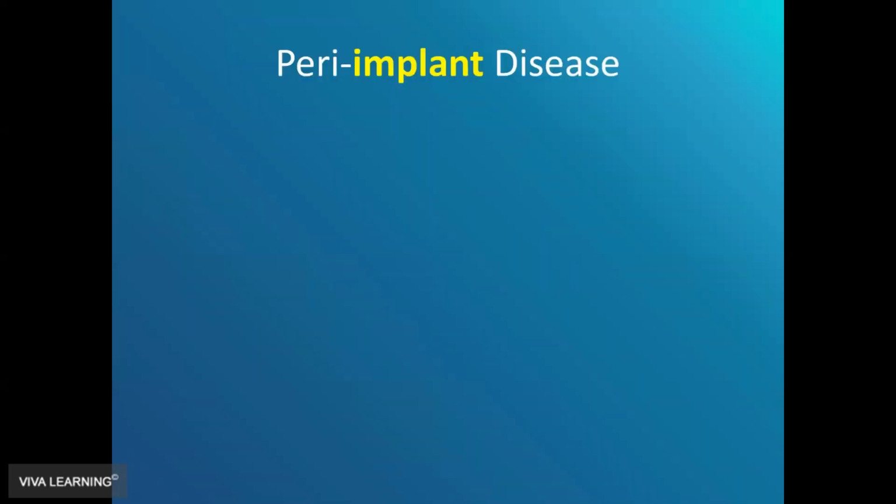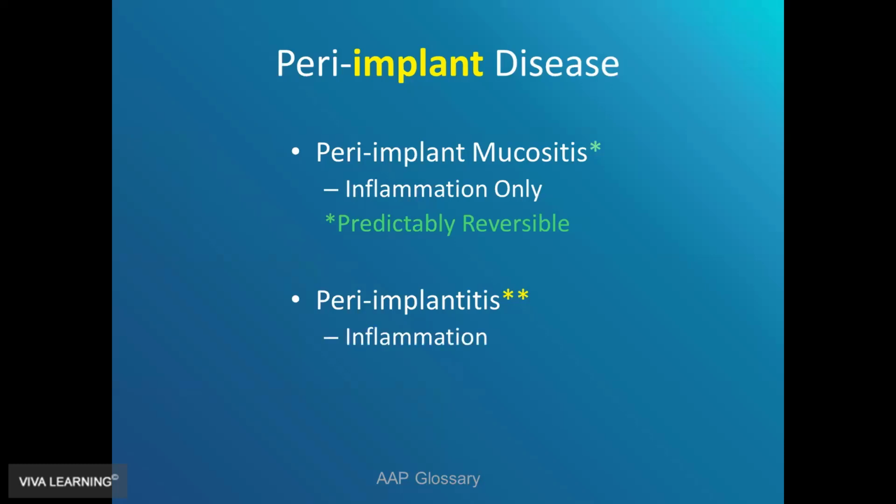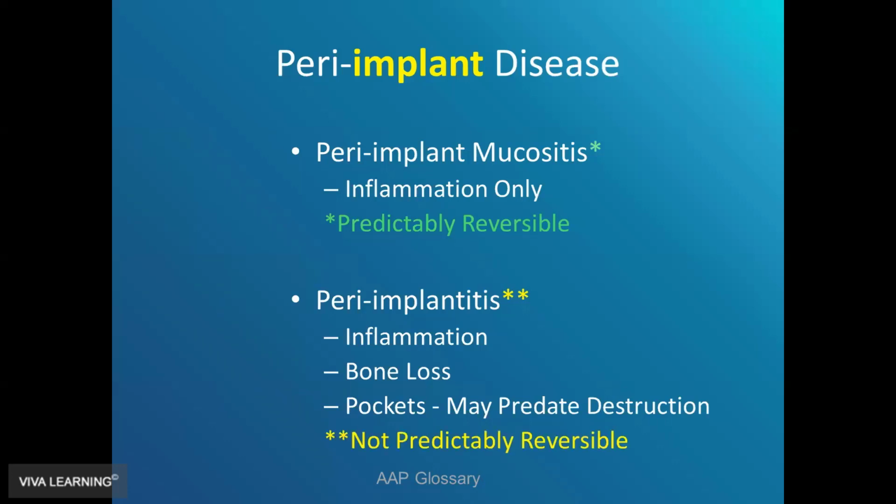As far as peri-implant disease goes, we also turn to the AAP glossary, and we have peri-implant mucositis that correlates with gingivitis and peri-implantitis that correlates with periodontitis. Peri-implant mucositis is characterized by inflammation of the gingiva only, and it also is predictably reversible, whereas peri-implantitis includes the same inflammation, bone loss, pocketing, and in this case, you know that the pockets may actually predate the infection. Unfortunately, this is not predictably reversible and actually very difficult to treat.